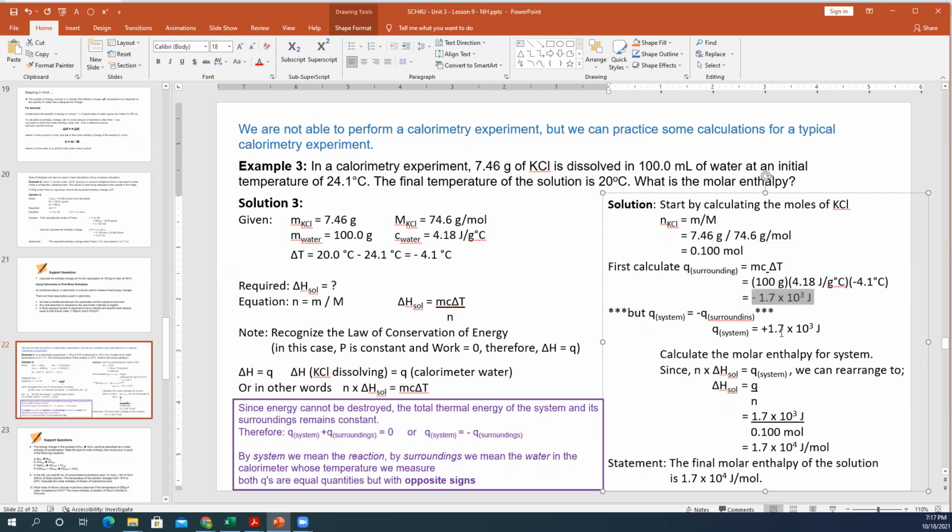But remember, the Q of the system is equal to negative Q of the surroundings. So that means that this minus 1.7 kilojoules is equal to plus 1.7 kilojoules for the system. The minus for the surroundings is the plus for the system. They're the same. Then we calculate the molar enthalpy for the system.